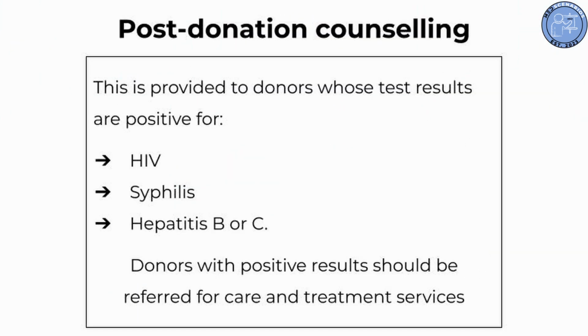Meanwhile, what happens to the donors? Remember, the donors gave you blood. You have taken the blood to the blood bank. After it's been screened, you need to make sure that in case the blood turns out to be positive for HIV, syphilis, or hepatitis B or C, you want to make sure that these donors are informed immediately so that they can be referred to the appropriate care and management centers.